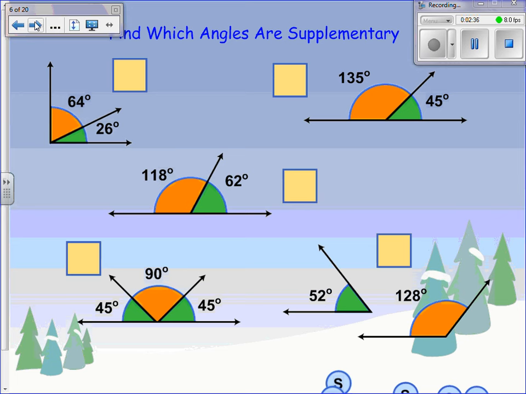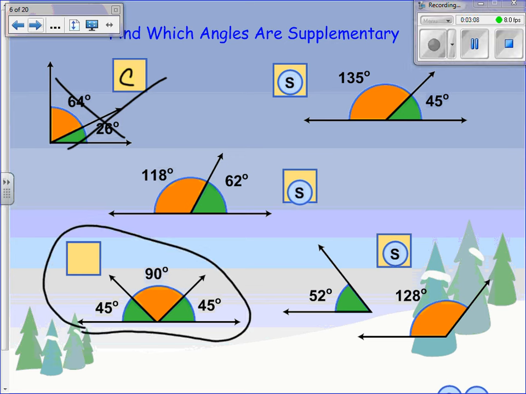Choose which you feel are supplementary. Hope you made the same decisions. First relationship here is complementary, so therefore not supplementary. And this last one here has more than two angles, therefore it does form together, all three, a 180-degree relationship. However, they're not considered supplementary.